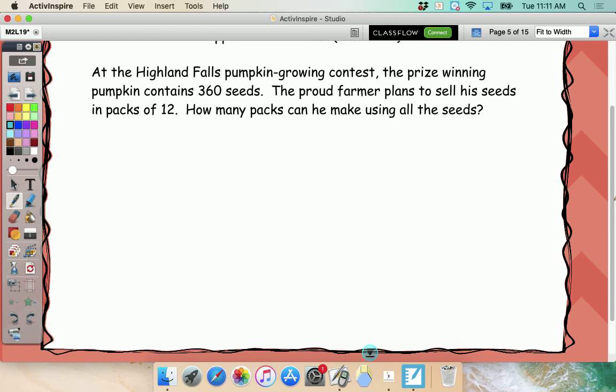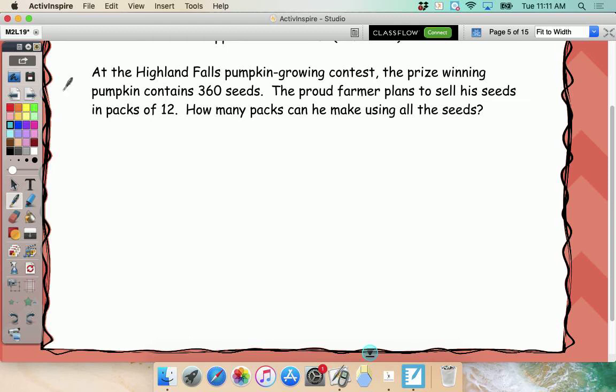I can't remember. Okay, at the Highland Falls Pumpkin Growing Contest, the prize-winning pumpkin contains 360 seeds. The proud farmer plans to sell his seeds in packs of 12. How many packs can he make using all the seeds?